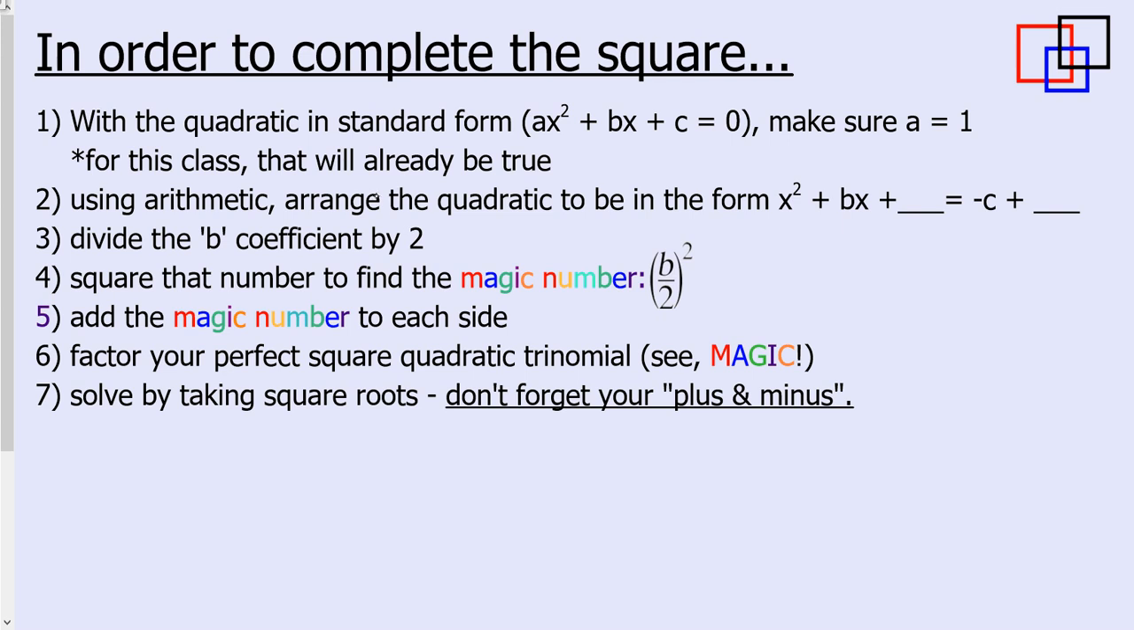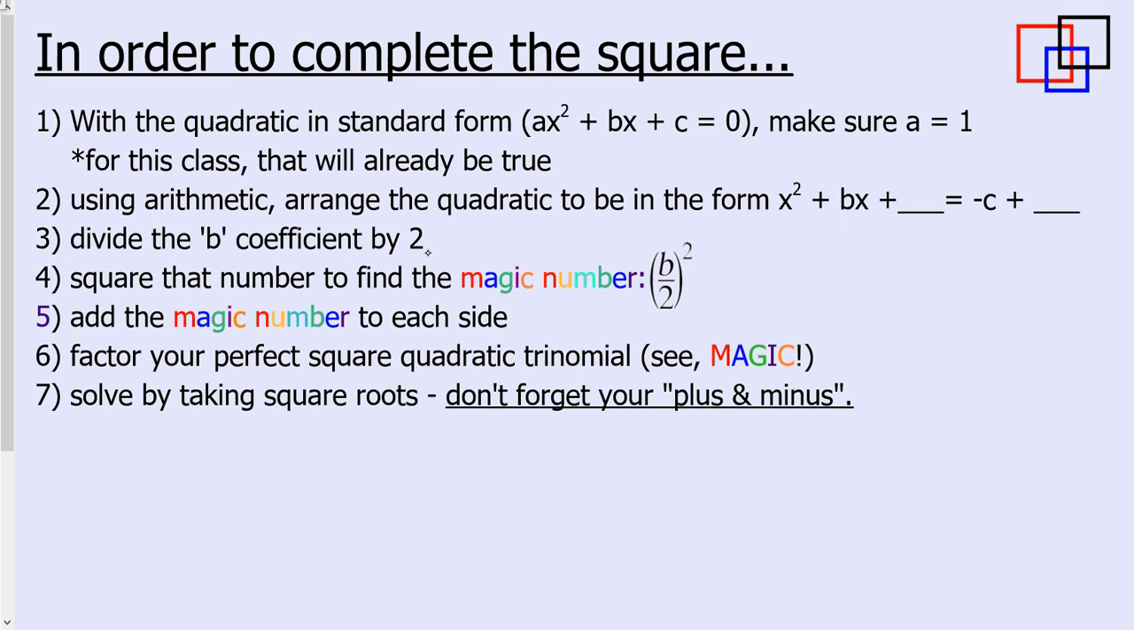So in order to complete the square, the first thing that we have to do is make sure that the quadratic has been written in standard form, okay? That's your ax squared plus bx plus c is equal to 0. And for today, when we're just really introducing completing the square, we want to make sure that our value of a is equal to 1, all right? So for this class, that's already going to be true. All right, we're not going to throw crazy curveballs at you or anything like that. We're just introducing how to go through and complete the square.